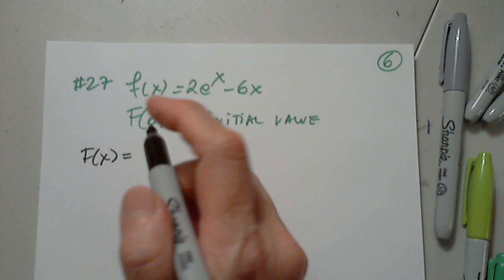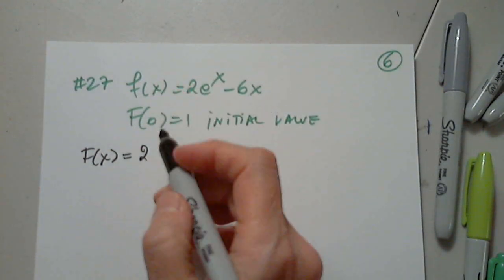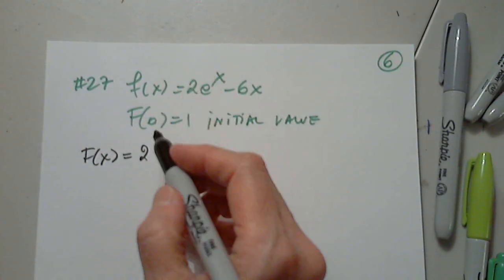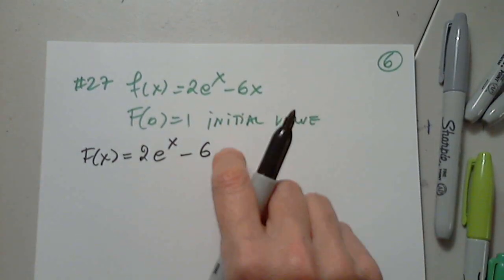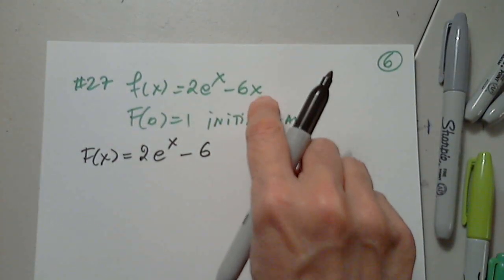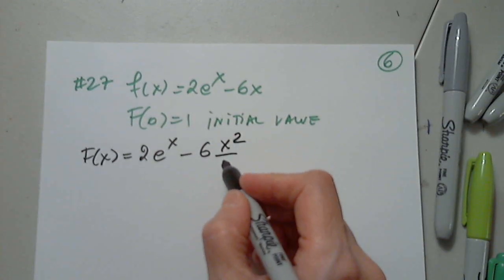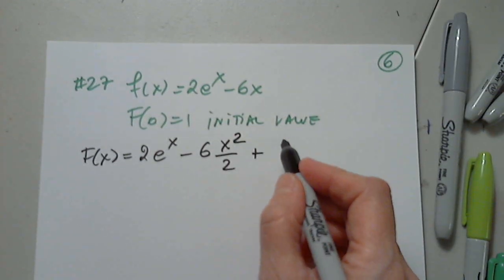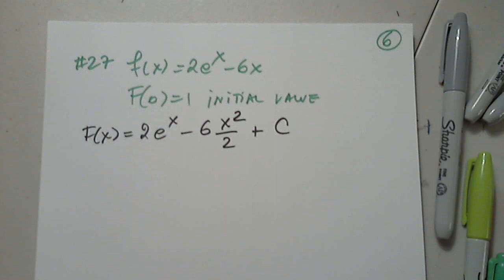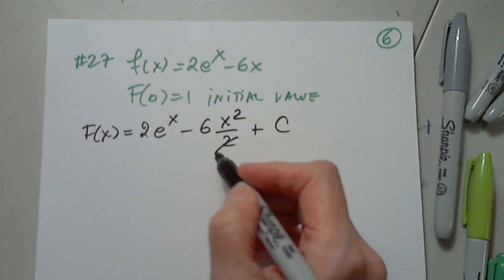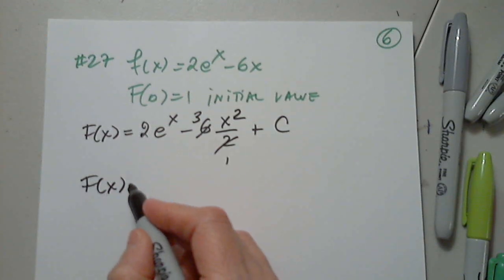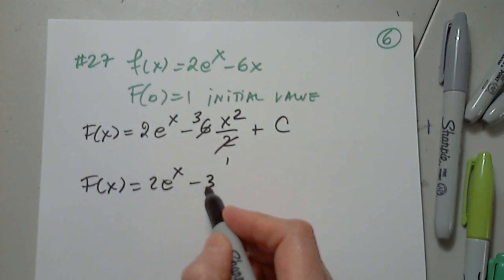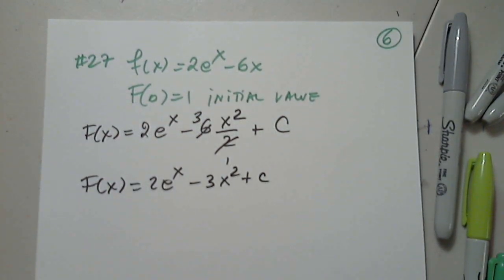So 2 is 2. Which function prime is e to the power of x? Good. I copy 6, negative 6. Which function prime is x? X squared over 2. Exactly. Plus a constant c. So yes, I will simplify and I get 3. So then F of x equals 2e to the x minus 3x squared plus a constant c.